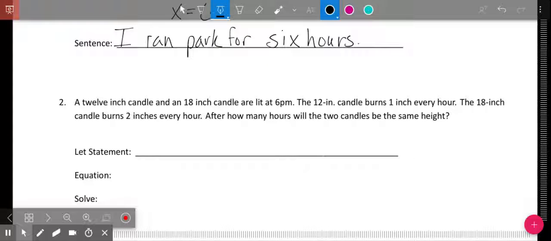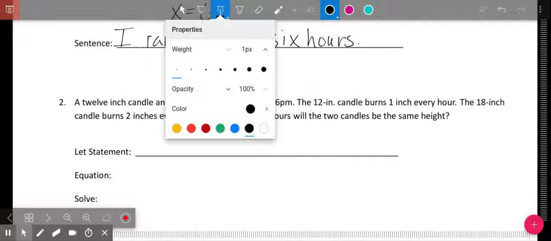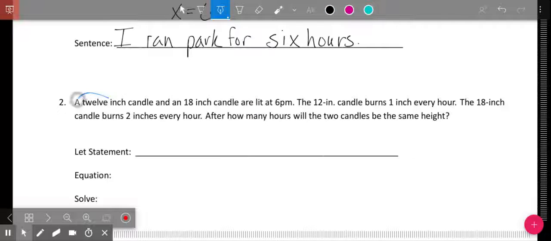Looking at this, the first thing we need to do is to circle our numbers. So I have a 12-inch candle. Just because it's not written as a number doesn't mean 12 isn't a number. So we have a 12-inch candle and an 18-inch candle. 6 is definitely a number, but we're really focusing on the inches here, so I don't really think that's necessary. So we're going to skip that for now. We know that the 12-inch candle burns 1 inch every hour, and the 18-inch candle burns 2 inches every hour. How many hours will the two candles be the same height? So those are our important numbers.